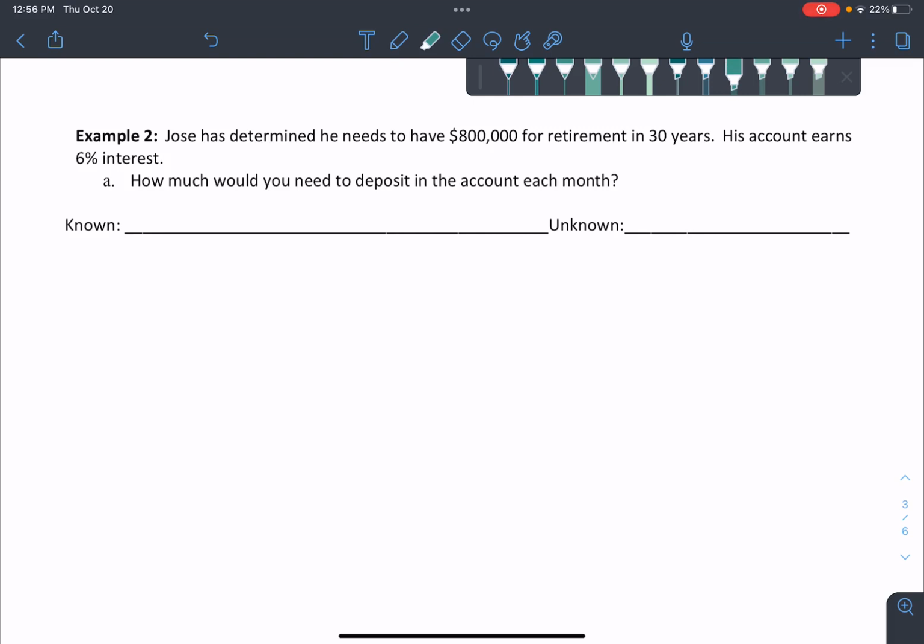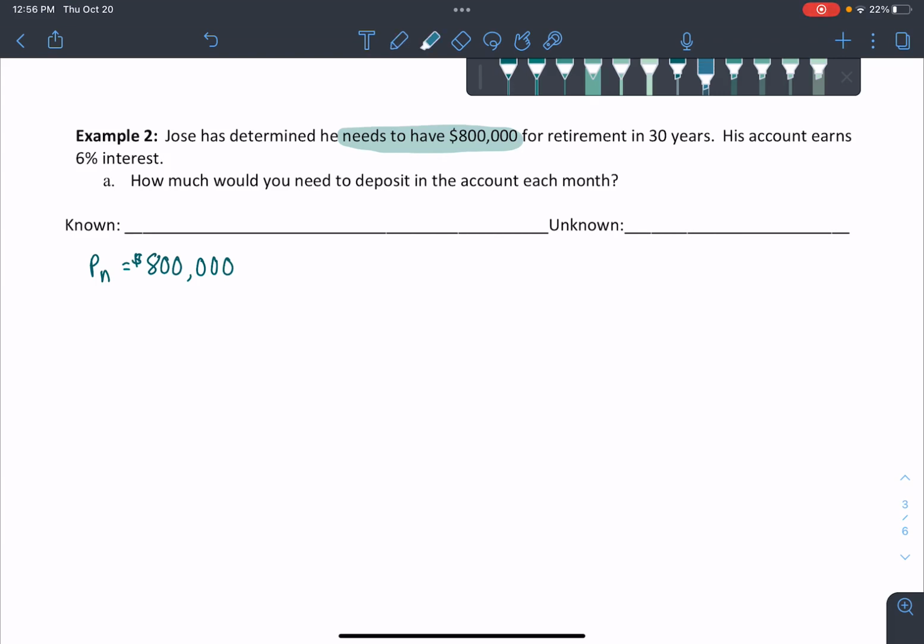So Jose has determined he needs to have $800,000 for retirement in 30 years. So he needs to have. So what does that mean exactly? He needs to have. That's what we want in the account at the end. Does that make sense? That's the P sub N. So we know the amount in the account at the end needs to be $800,000. Get it? 800,000 is what I want at the end.